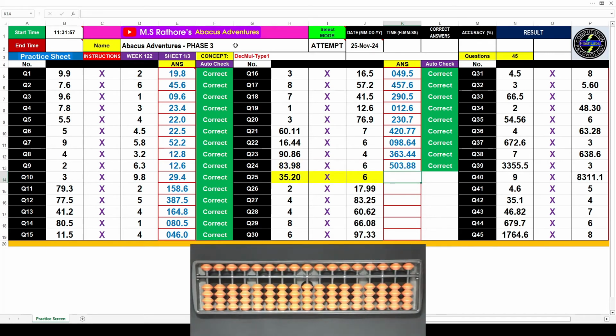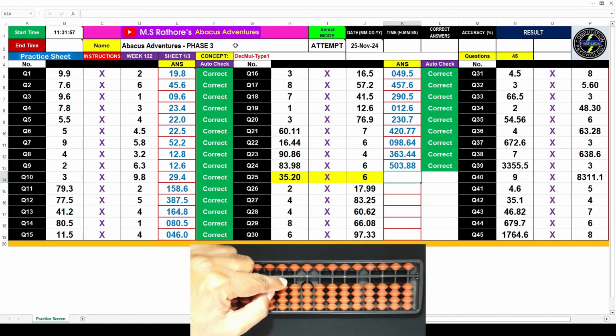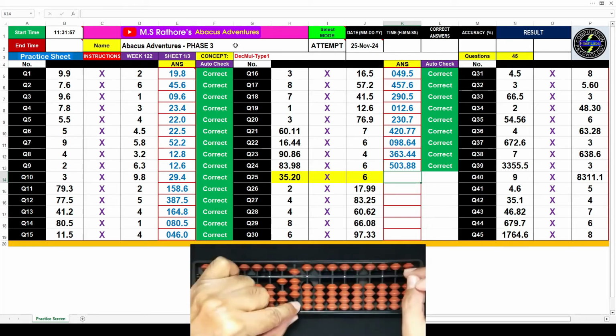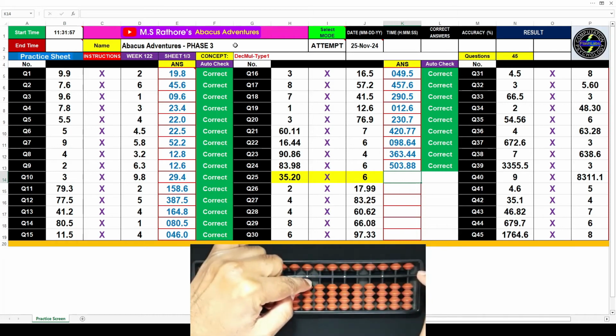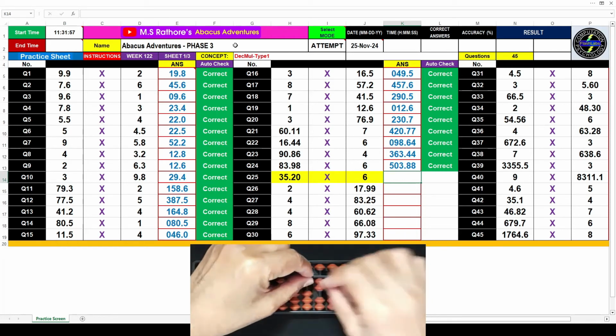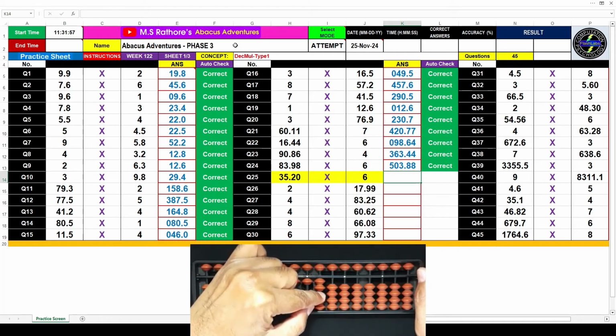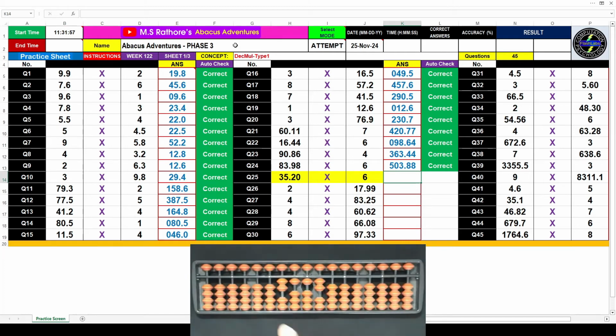Question number 25, 35.20 multiplied by 6. Two digits in the integral part of the multiplicand, 3 and 5. One digit in the multiplier, that is 6. 3, 5 and 6, total 3 digits. That means we have to take 3 rods on the abacus tool. 6 3s are 18, shifted. 6 5s are 30, shifted. 6 2s are 12, shifted. 6 zeros are 0 0, and the answer is 211.20.